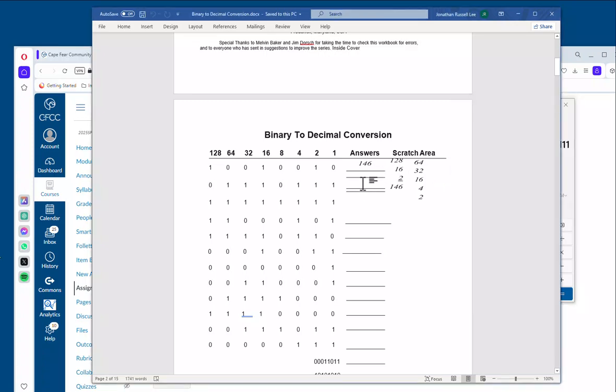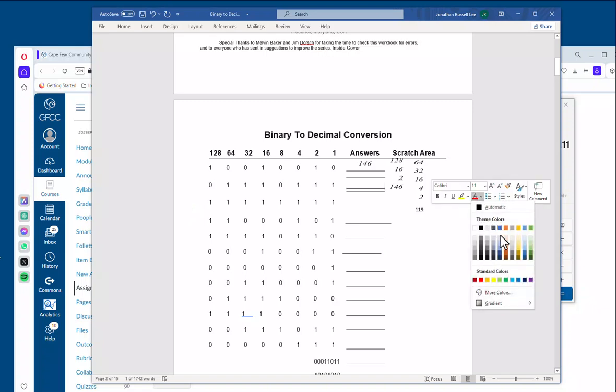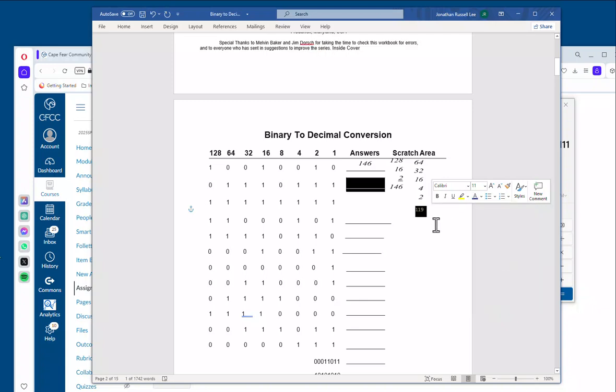So we could type right in here 119. Oops. All right, I told you my formatting was messed up. Okay, so somewhere over here I can type 119. And also, just because I like my instructor, I'm going to color this blue so that he can see that that is my answer and not the one that was already printed on the paper.